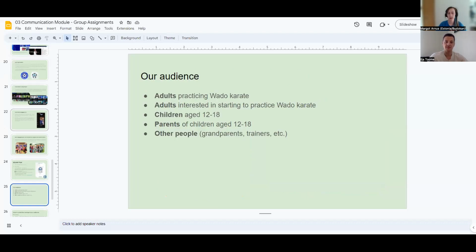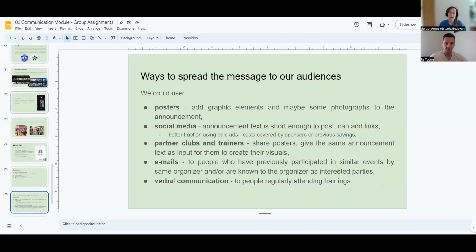And we decided that our audience is from all different kinds of age, because karate can be practiced from basically 0 to 100. It's really unique from that perspective, that there is no age limit. And we decided again that we could use posters, social media, partnering clubs and trainers, emails and verbal communication to share the information about the camp.